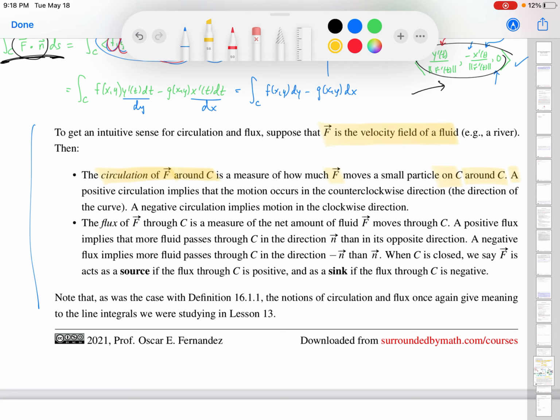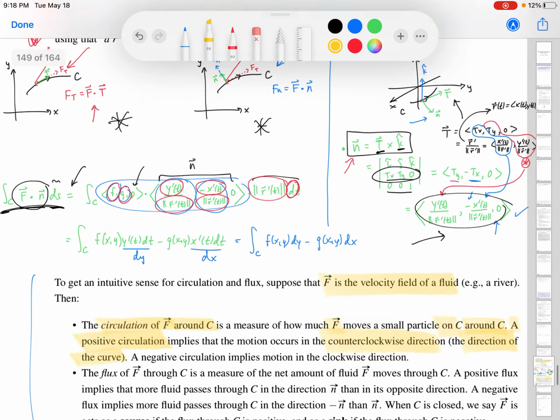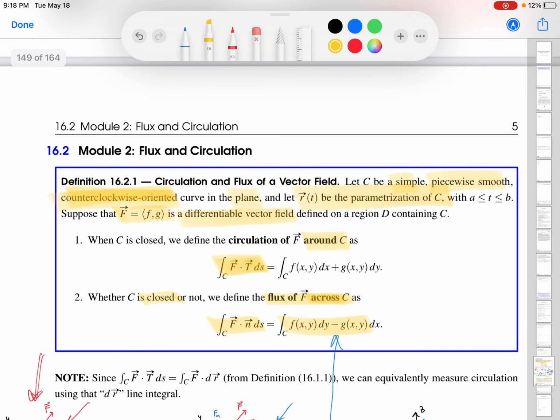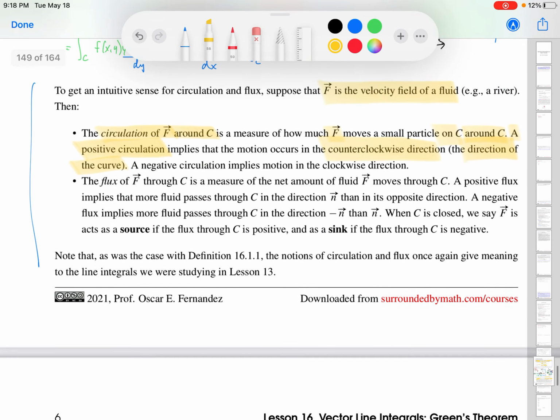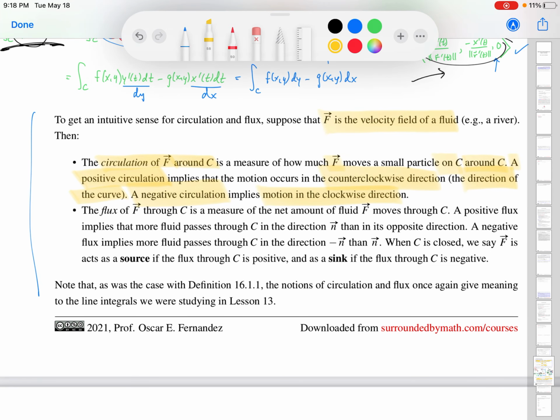Here's another useful tidbit. A positive circulation implies that the motion occurs in the counterclockwise direction. That is the direction that we assumed in this theorem the curve was oriented in. So if F is moving in the direction of the curve, the dot product of F with the unit vector t will be positive, and then as we add this, we'll get a positive number. On the other hand, if you calculate the circulation and get a negative number, it implies that you're moving in the clockwise direction. In other words, opposite the direction that the curve is being traced out in.